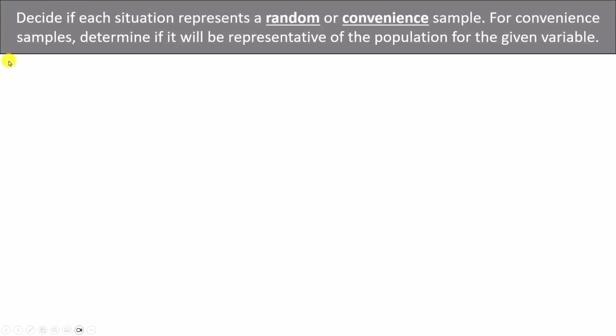Okay, so here is one for you to try. I want you to go ahead and decide if each situation below represents a random or a convenience sample. For a convenience sample, we have kind of those two different cases. Sometimes the convenience sample could be representative of the population, and sometimes it might not. So make that determination for each of these. So we kind of have three choices here: either random, convenience and representative, or convenience and not representative.